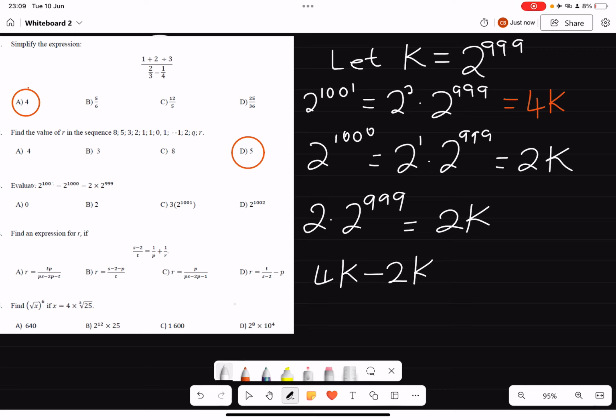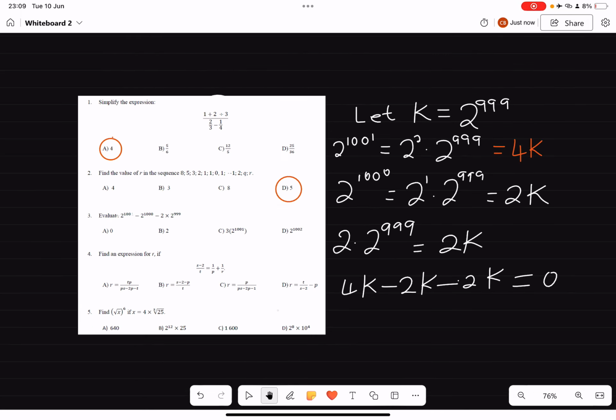And then the third term is also 2k, but then we're also minusing. So 4k minus 2k is 0. So which means the answer to this is 0. Let's see what is option 0. That is number 3.